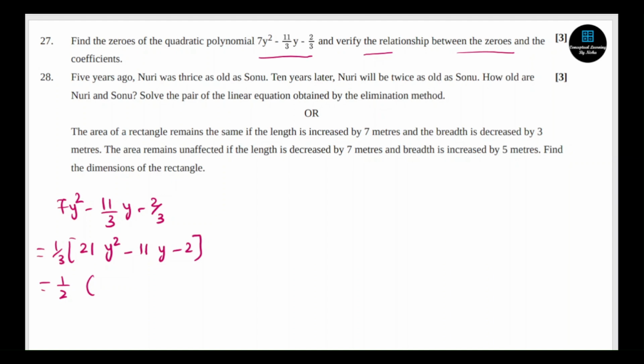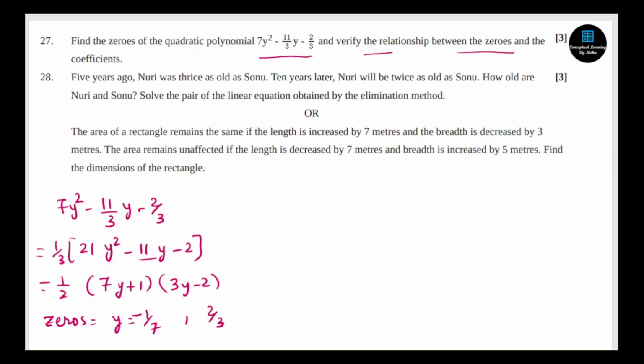So 21 times 2, 42. And then here you need the middle term as 11. So 14 threes are 42. So when you just split this into 14y minus 3y and then do the grouping, finally what do I get? So the zeros are y equals 1 over 7 and here 2 over 3. Right? We got these 2 zeros, minus 1 over 7.